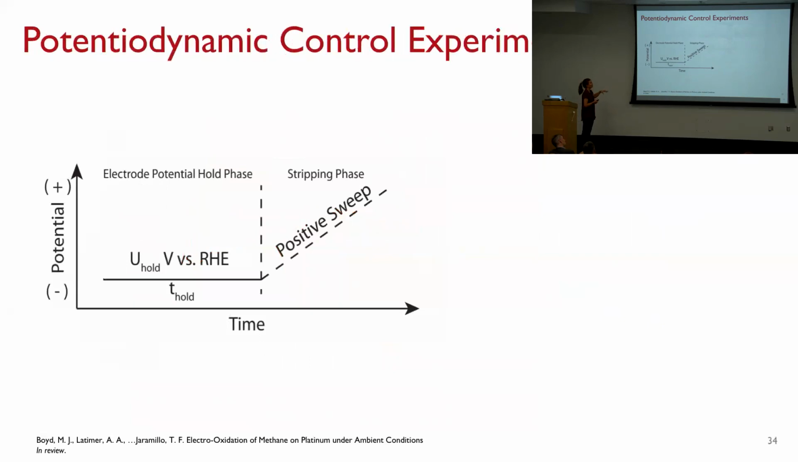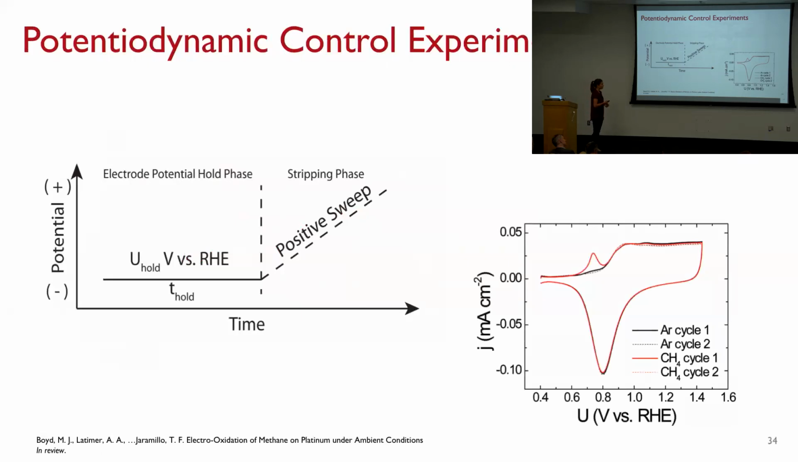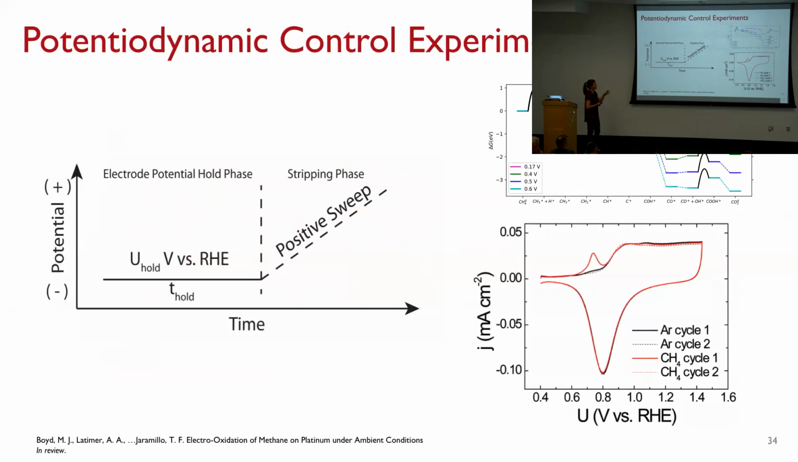So instead, to see something, what Mike does is a potentiodynamic control experiment where the potential is held at a constant potential for some period of time, allowing methane to be activated and surface species to build up. And then the potential is moved to more oxidative potentials, and we do a positive sweep where we oxidize whatever surface species were built up on the surface. If we do this, holding at about 0.4 volts, now we do see a significant difference between the methane and the argon in the form of this oxidation peak at about 0.8. And if we look back at our free energy diagram, we expect that this species being oxidized is likely CO, as that is the most stable intermediate that we had calculated on the surface for the relevant potentials.